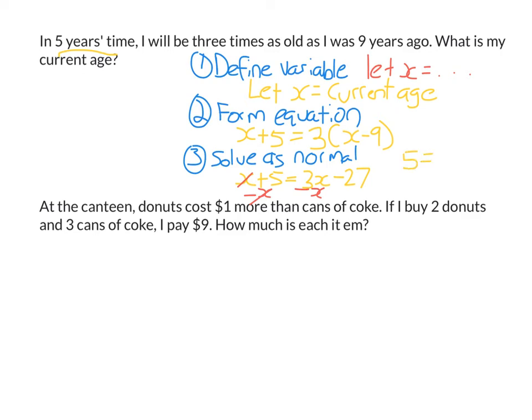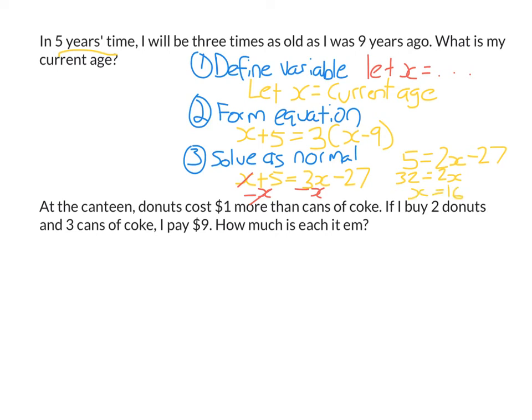The right-hand side, 3x minus x is 2x. And of course, minus 27 and x are not like terms. So I just leave the minus 27 alone. So now what I'm going to do is add 27 to both sides and divide by 2. So I get x equals 16.